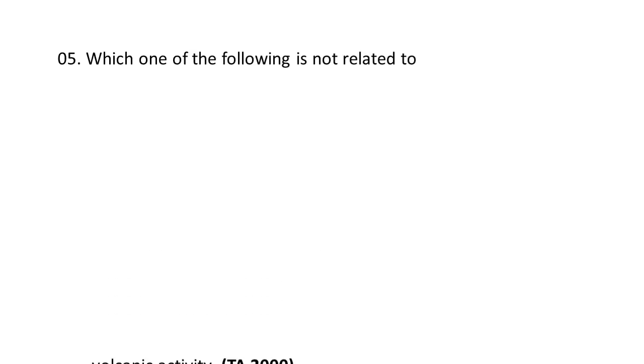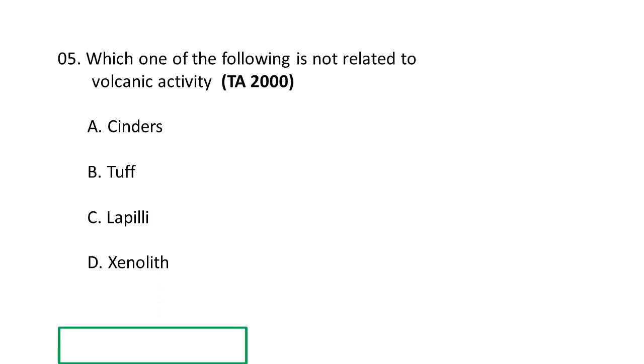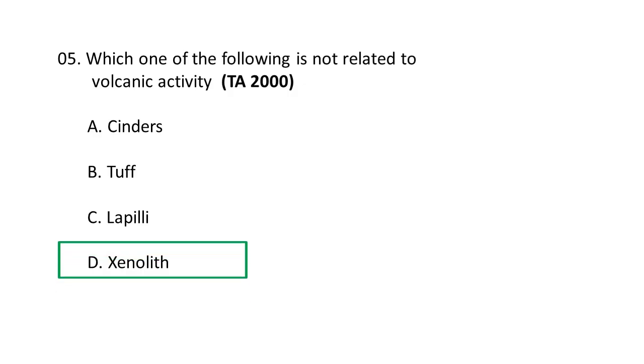Next question. Which one of the following is not related to volcanic activity? The choices given are A. Cinders, B. Tuff, C. Lapilli, and D. Xenolith. So obviously D. Xenolith is not related to volcanic activity. Xenolith is a piece of rock that is trapped in another rock and is usually different in color and density from the surrounding rock. So D. Xenolith is the correct option.